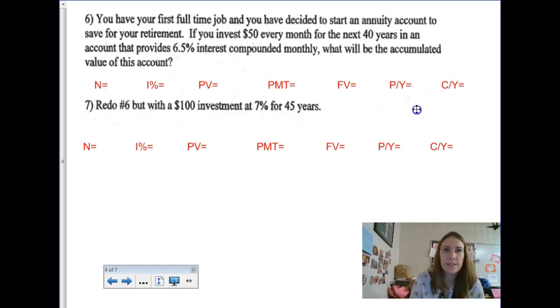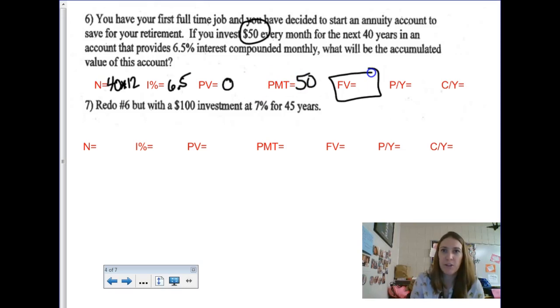All right, let's do number 6 together, and then I'll leave you number 7. So for number 6, we have a 40-year annuity compounded monthly. So 40 times 12 is going to go here. The interest is 6.5. I'm going to invest $50 every month, so that's my payment. Okay, so the present value is going to start at nothing, and then the future value is what we want to calculate.